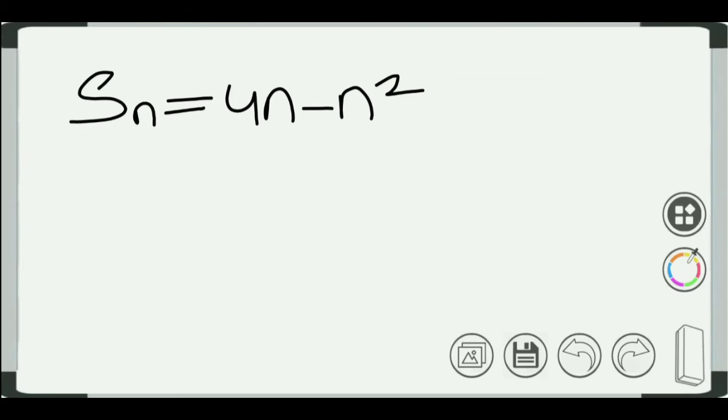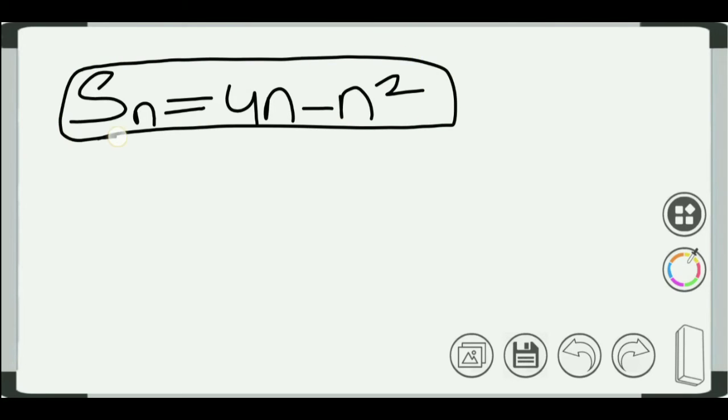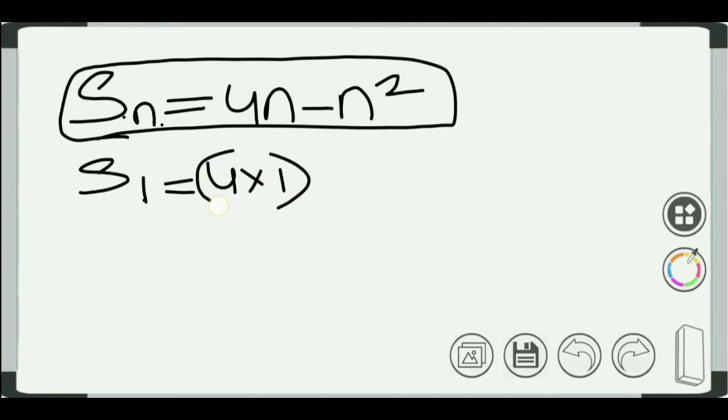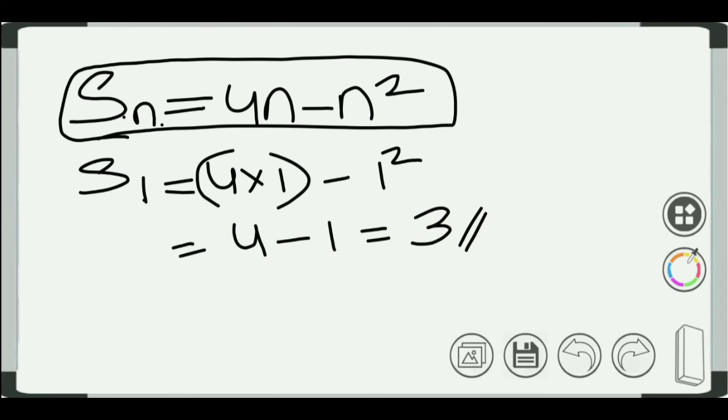So from this value you can arrive at what? A1, S1, S2, S3, etc. How? Sn is given. So what will be S1? Put n is equal to 1. 4 into 1 minus 1 square. 4 into 1 is 4, minus 1 is 3. So you got S1 as 3.